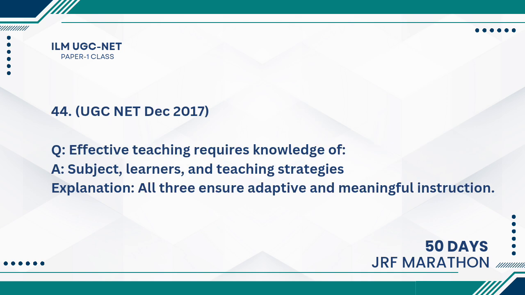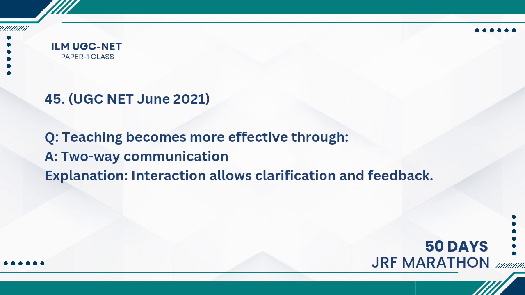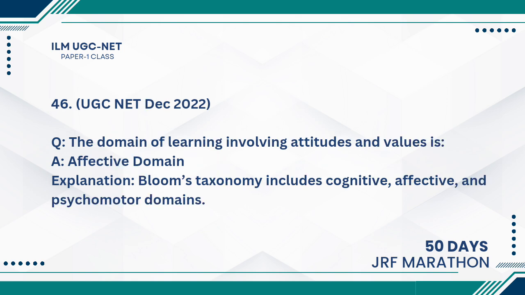Now, question number 44. Effective teaching requires knowledge of dash, subject, learners, and teaching strategies. So, all these three ensure adaptive and meaningful instruction inside the classroom. Now, question number 45. Teaching becomes more effective through dash, through a two-way communication, because interaction allows clarification and feedback. Question number 46. The domain of learning involving attitude and value is dash. So that is affective domain. So Bloom's taxonomy mainly includes three domains: cognitive, affective, and psychomotor domain. And the domain of learning involving attitude is always affective domain.